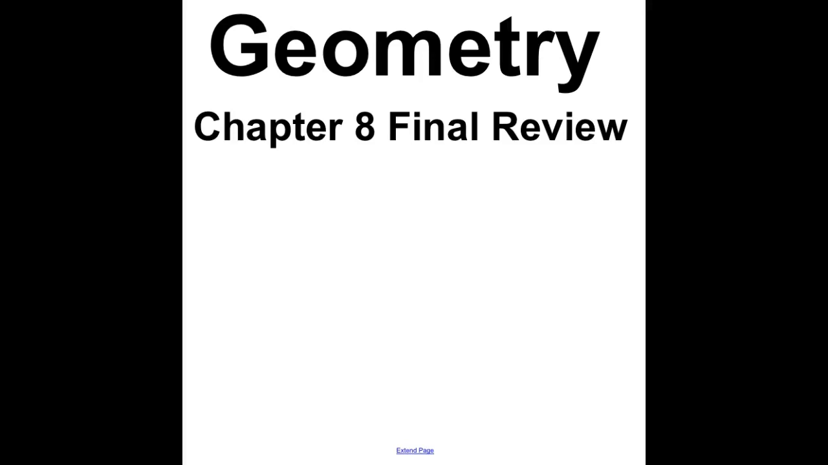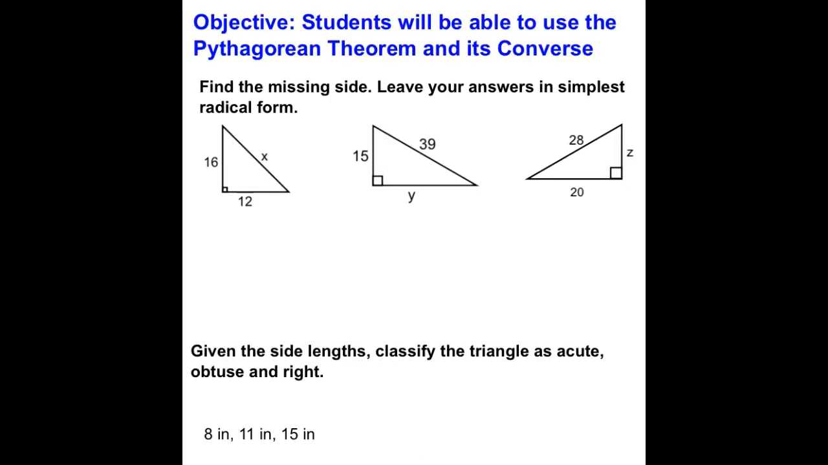This is Geometry Chapter 8, the final review. We're going to start off with talking about the objective that students will be able to use the Pythagorean theorem and its converse. So these first three problems say find the missing side, leave your answer in the simplest radical form.